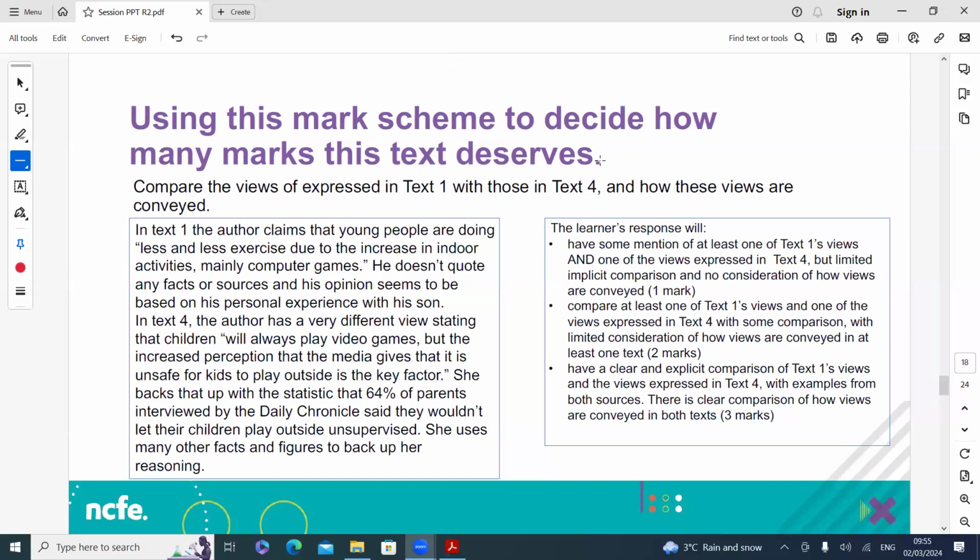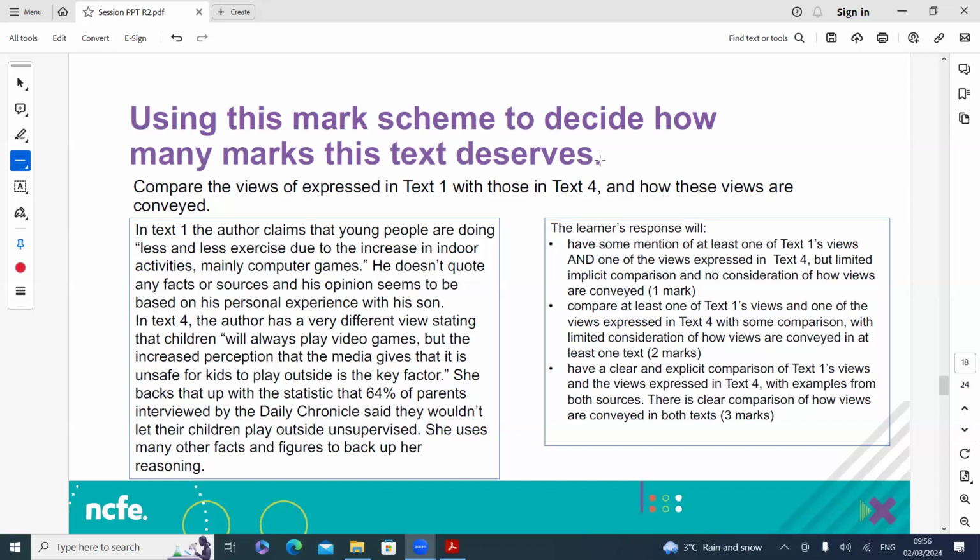So the question for this answer was, compare the views expressed in text 1 with those in text 4 and how these views are conveyed. So how have they put that message across? So this is where we're thinking about formal, informal language and so on.